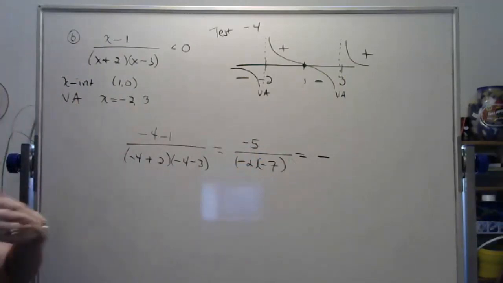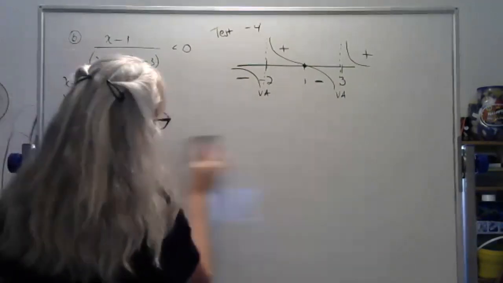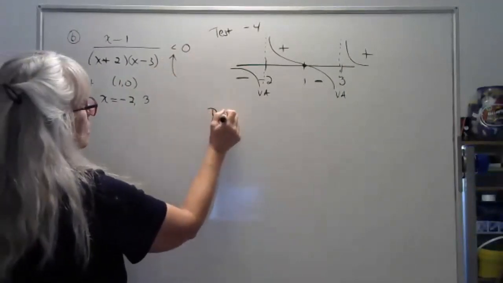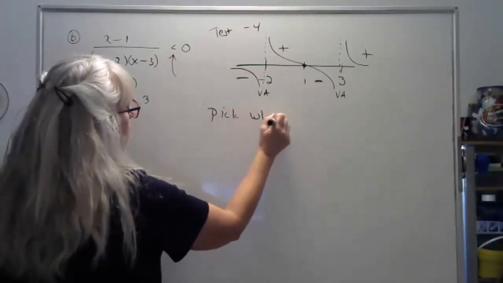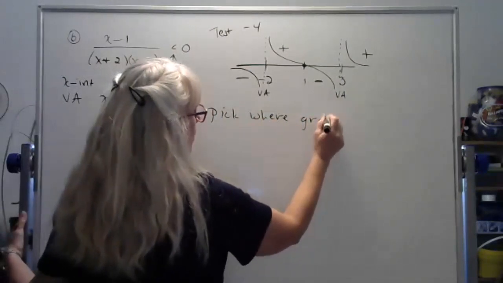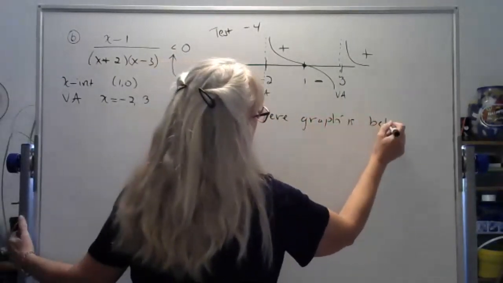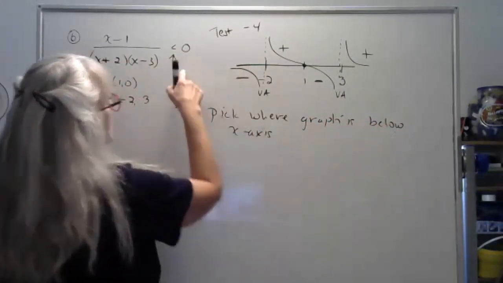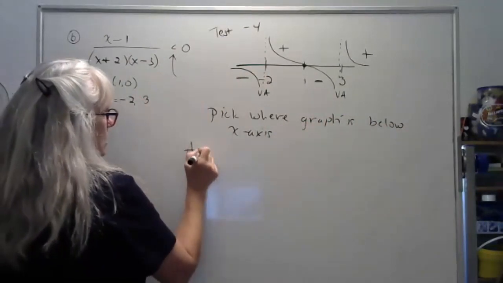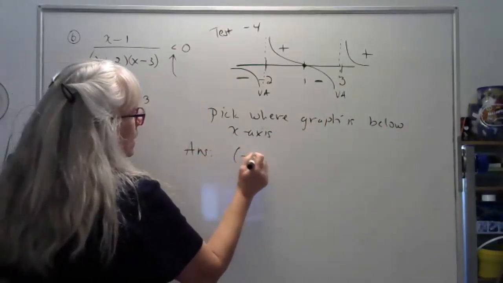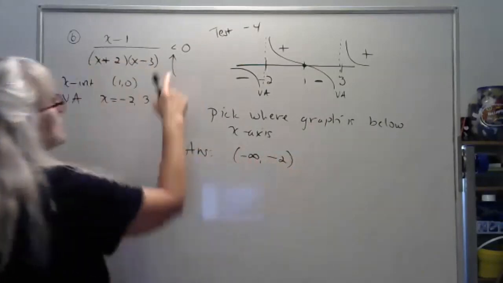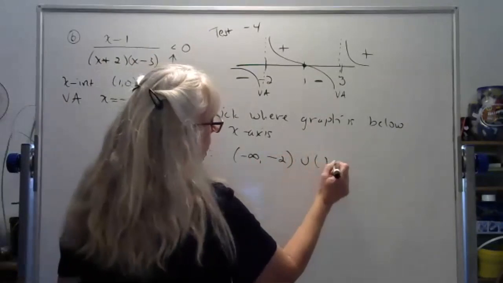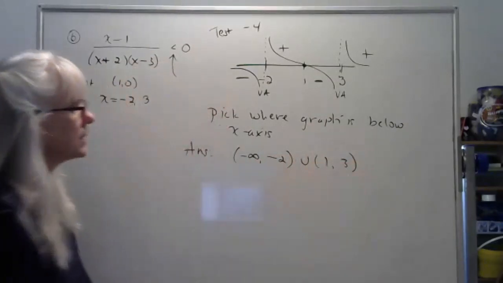Great, wonderful. Okay, let's answer the question then. So the inequality up here says we need to pick the negative regions, where the graph is below the x-axis. That's that less than coming into play. So our answer then is going to be from -∞ to -2. I'm going to use parentheses because the inequality doesn't have a bracket. And then the other place where this is below is from 1 to 3. And that's our answer.